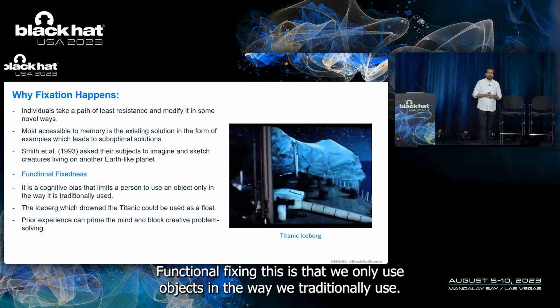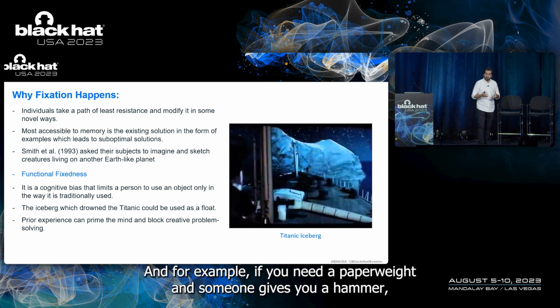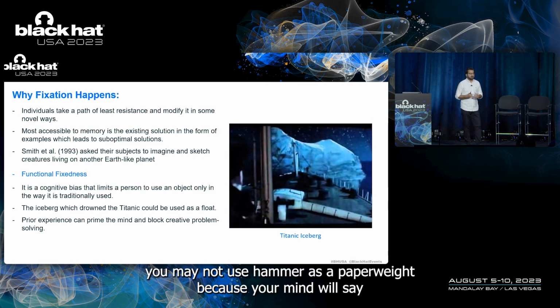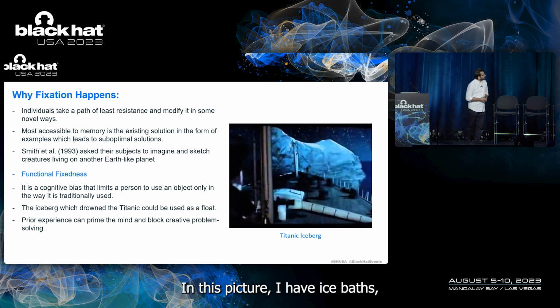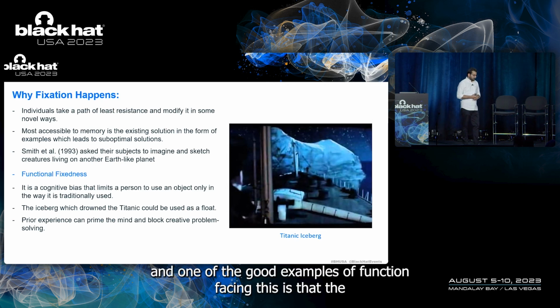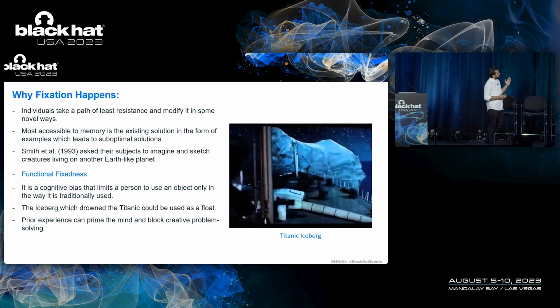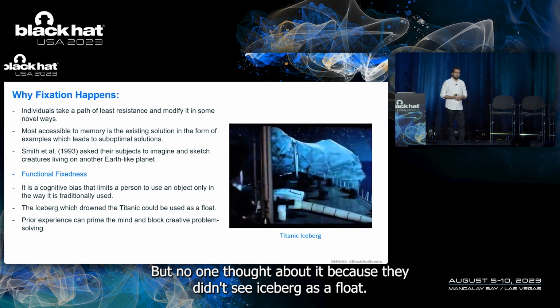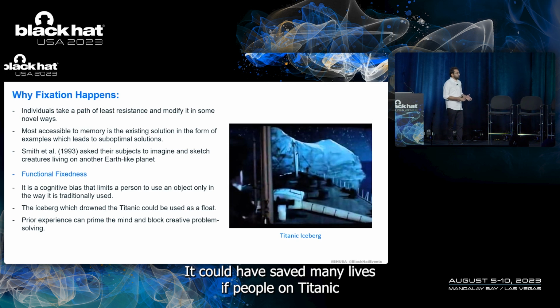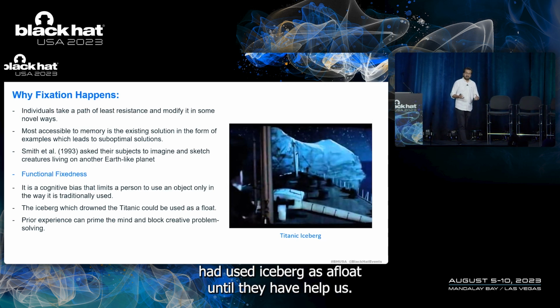Functional fixedness says that we only use objects in the way we traditionally use them. For example, if you need a paperweight and someone gives you a hammer, you may not use the hammer as a paperweight, because your mind will say it's for pounding nails. In this picture, I have an iceberg. And one of the good examples of functional fixedness is that the iceberg which struck the Titanic could be used as a float. But no one thought about it, because they didn't see the iceberg as a float. It could have saved many lives if people on the Titanic had used the iceberg as a float until the help had arrived.